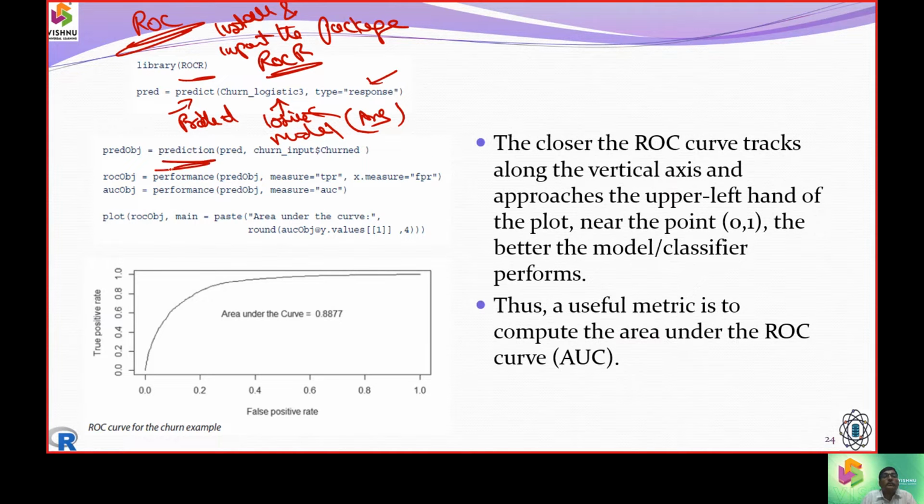Next, we are going to make a prediction. The prediction is between the predict output and the churn input. The churn input is part of the data set here, and churn is the variable name, which can be high or low.